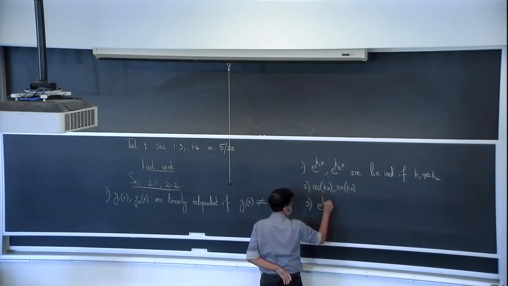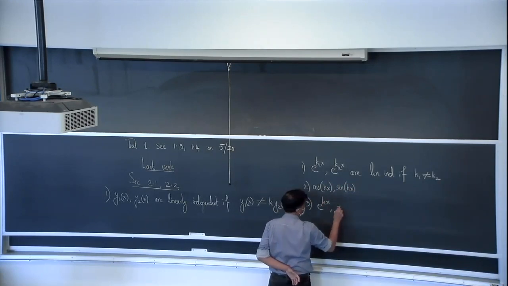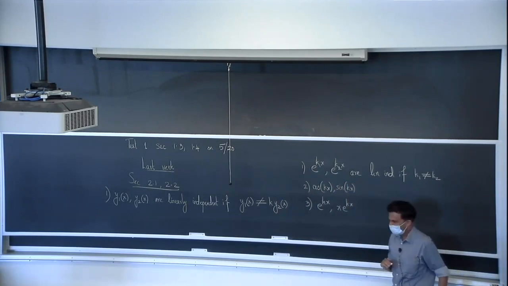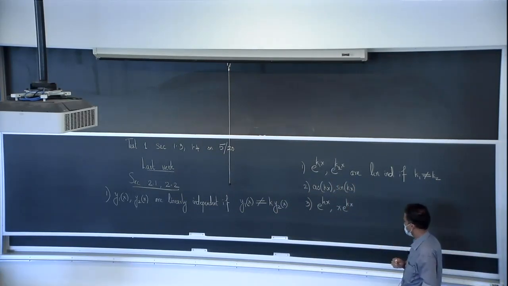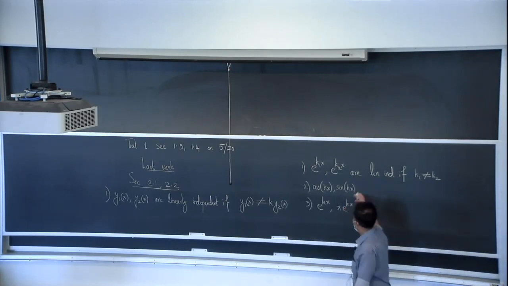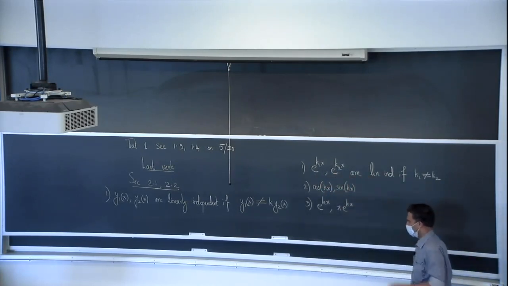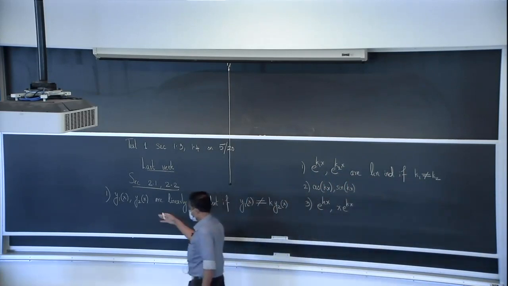Also, if you have e to the power of kx and x e to the power of kx, all these are examples of linearly independent functions, and these are the kinds of functions we're going to see today when we start solving second order equations. And again, these statements here are just based on observations. We know what these functions look like, and we know that this is not a scalar multiple of the other if k1 is not equal to k2.